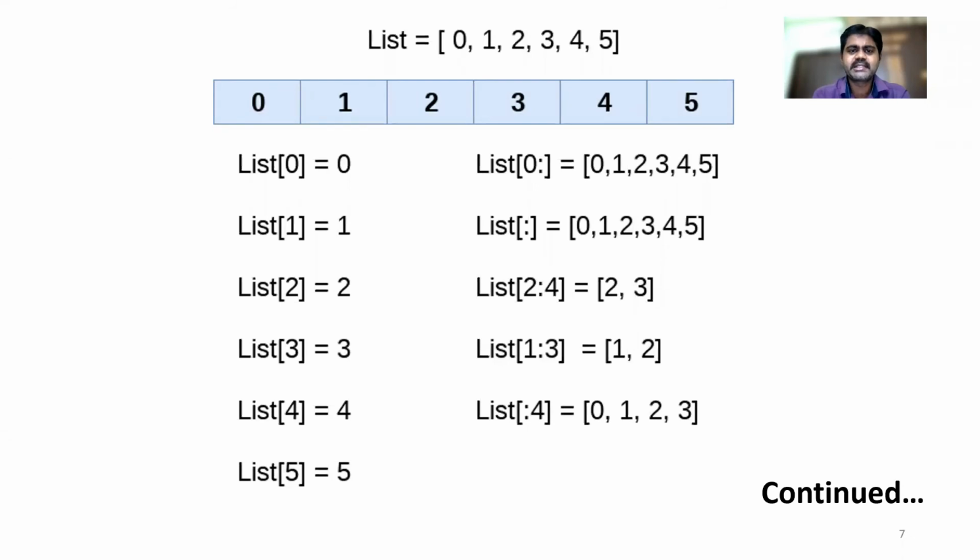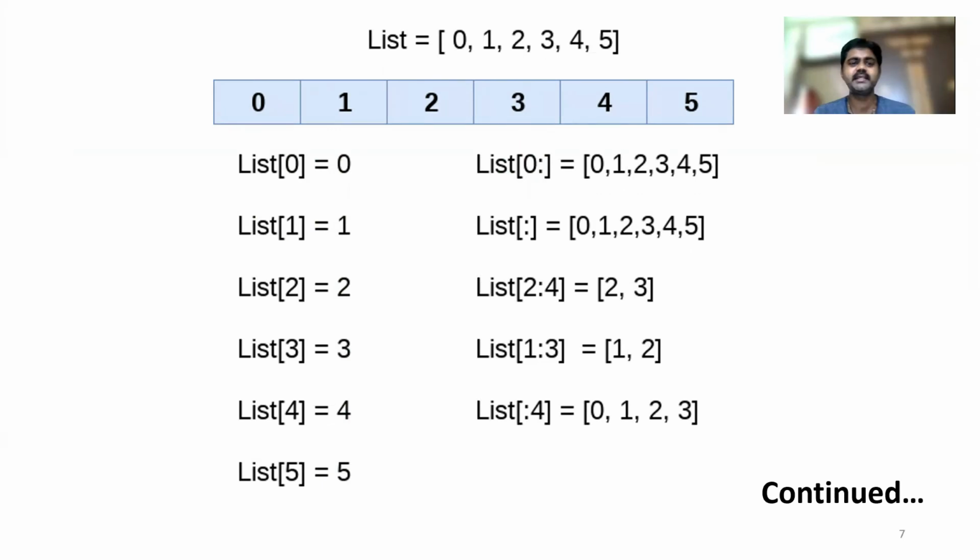Here we took one list: 0, 1, 2, 3, 4, 5. This is the first index. List of 0 is 0. List of 1 is 1. So I am writing the elements present at that index. If I say 0 colon, that means we are providing only start. So list of 0 colon, what does it mean? Your start is 0 and we are not mentioning stop. That means the total elements present in the list will be the output.